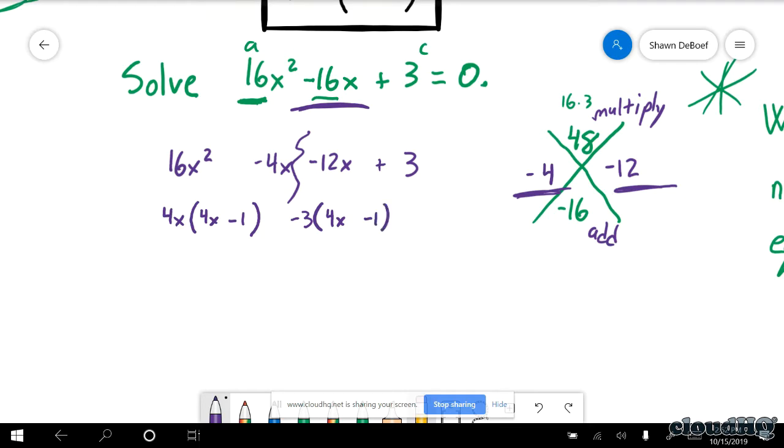Did we get the same thing in both sets of parentheses? Yes, that is very important. If you didn't, then it didn't work, which really means you made a mistake. And so now, because it's the same, just like up above, I can factor that 4x minus 1 out of the problem.